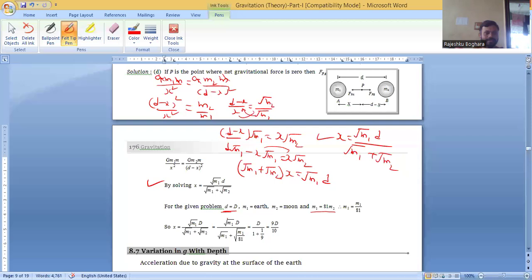Root M1 cancels in denominator and numerator. Here we write 1, here square root of 1 by n. Small d take as capital D. Therefore, calculation gives us 9d by 10. So remember, at this distance the resultant gravitational force is 0, so this point is the neutral point.